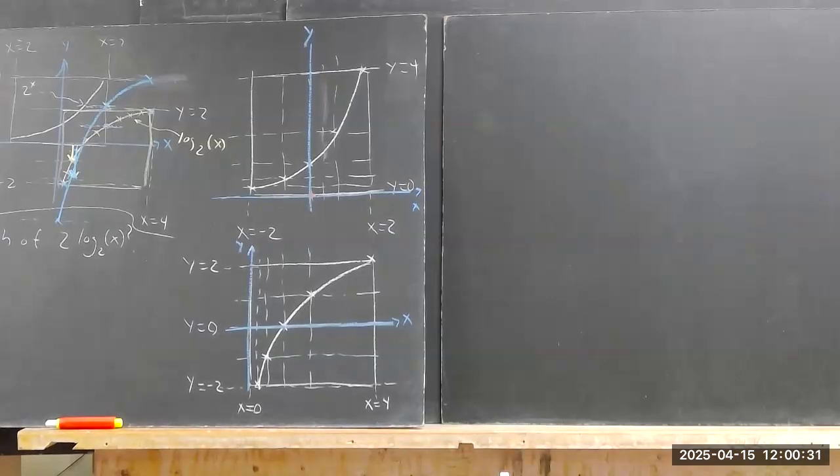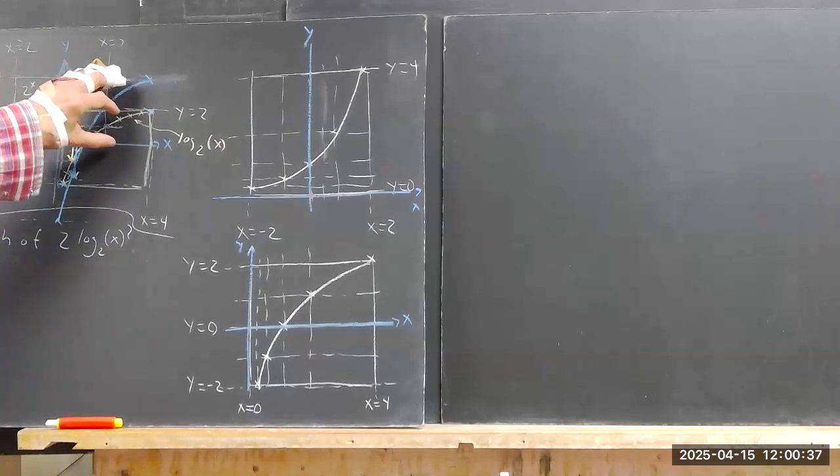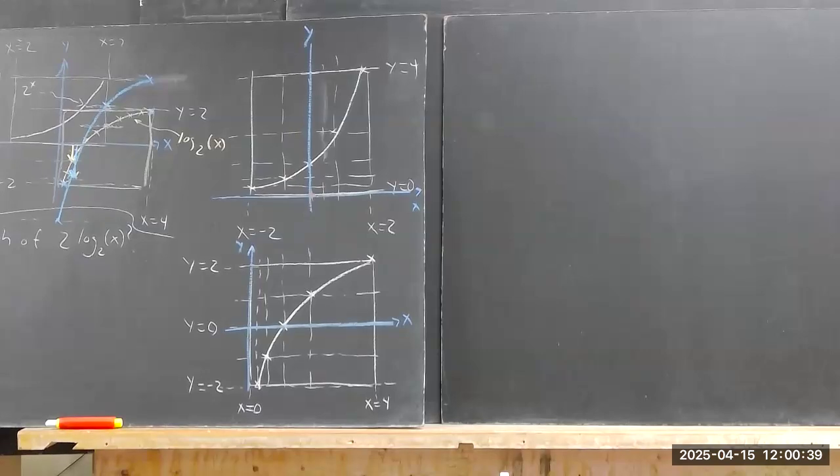that I've constructed. The graph has the same basic shape as the log graph, but every point is twice as far from the x-axis and on the same side. Does that make sense? That's how you do vertical stretch. Okay.